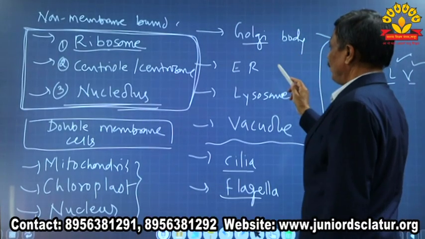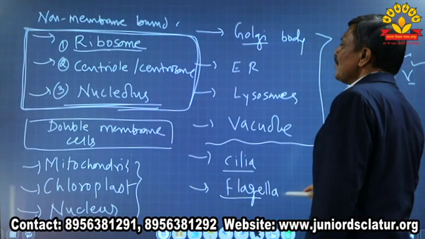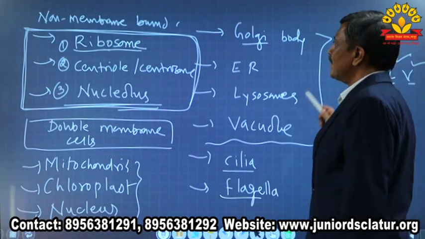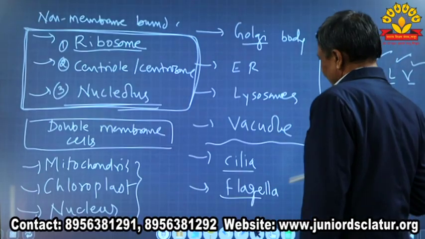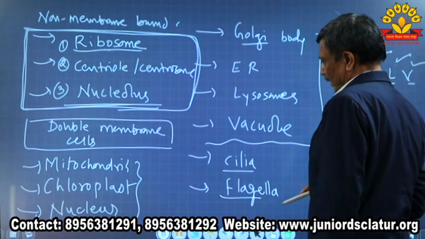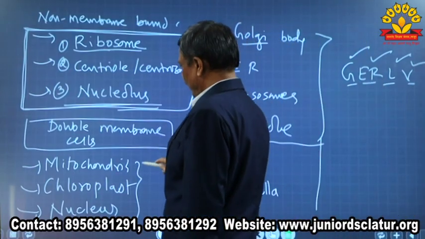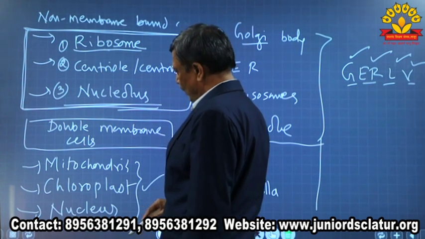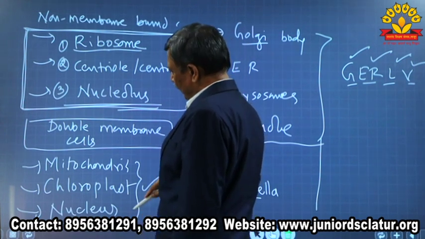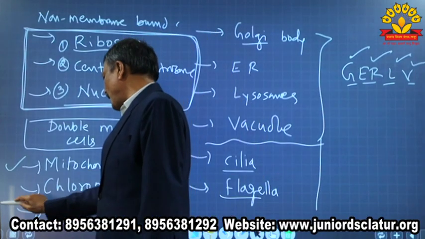Golgi body, endoplasmic reticulum, lysosome, vacuole, cilia and flagella are single membrane bound cell organelles found in the animal cell. In the plant cell, the same cell organelles are found, and double membrane bound ones are also present. For example, in the plant cell the chloroplast is present, which is double membrane bound, and in the animal cell the double membrane bound cell organelles are only mitochondria and nucleus.